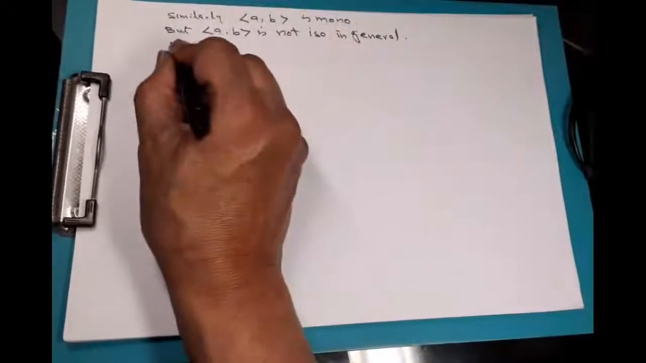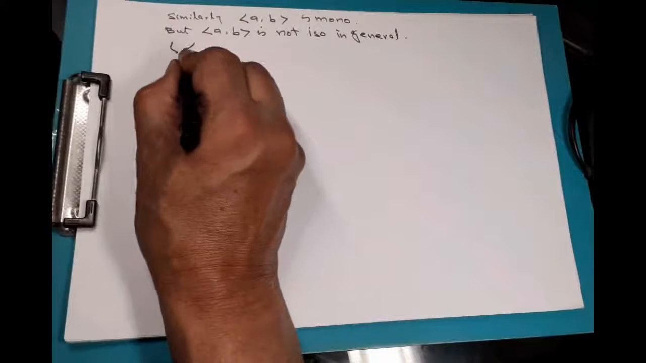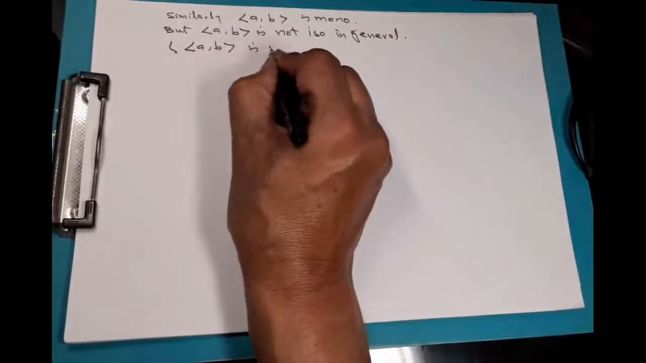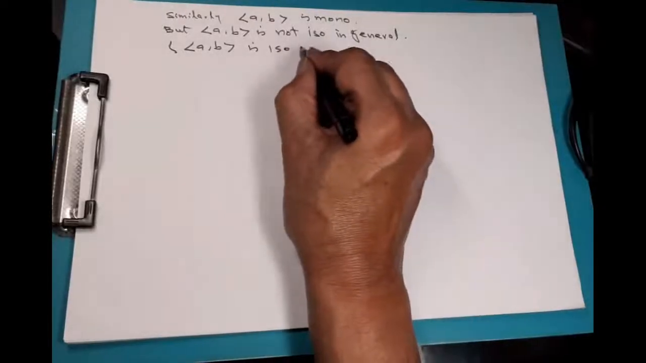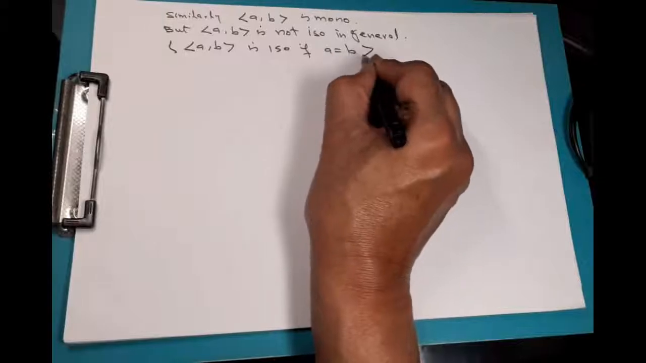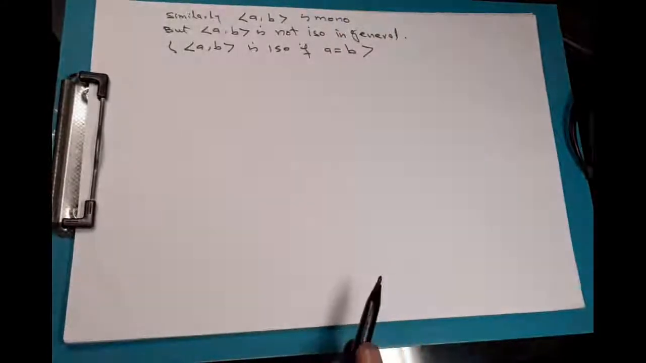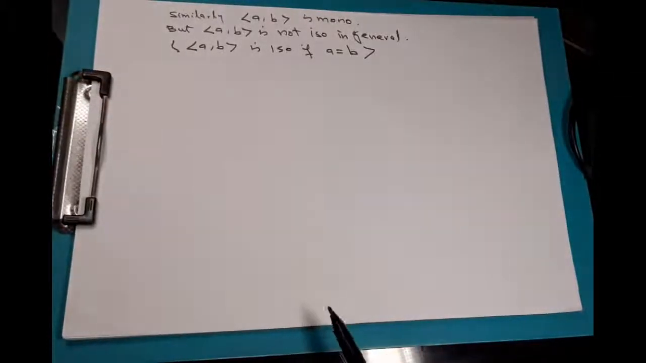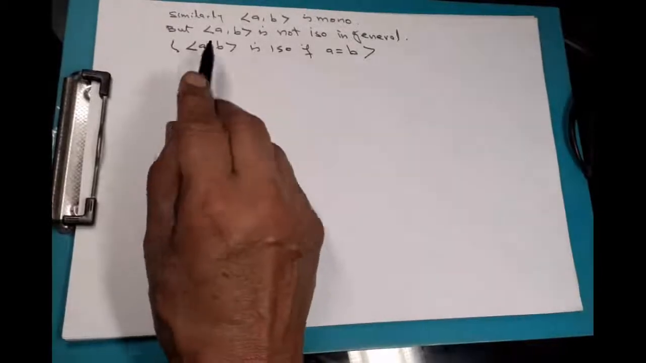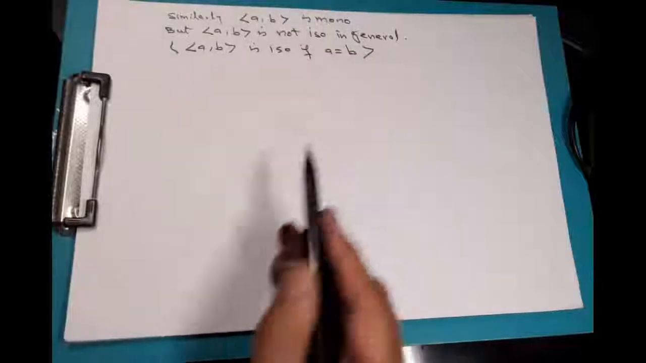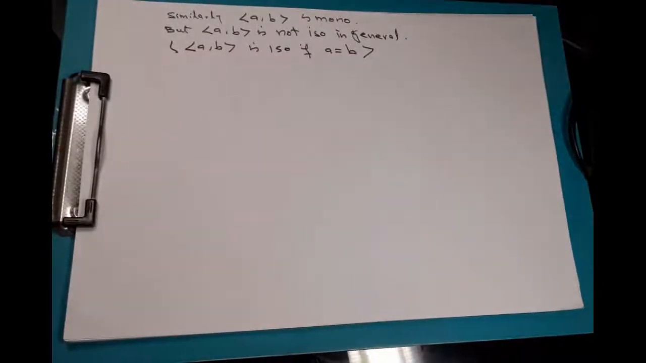The reason is AB is iso if A and B are equal, because in this category the isomorphism was A is contained in A, that reflexive property. So this is iso if A and B are equal. Isomorphism from A to A. This is iso if A and B are equal.